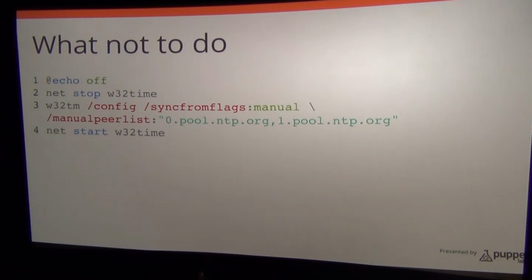So I'll start with what not to do. Hopefully you can see that. This is a batch script, right? So we stop the time service on line 2. We make registry changes. I don't know, is that too high up or can you see it? Okay. All right. So you configure the NTP server, right? And then you start the service back up.